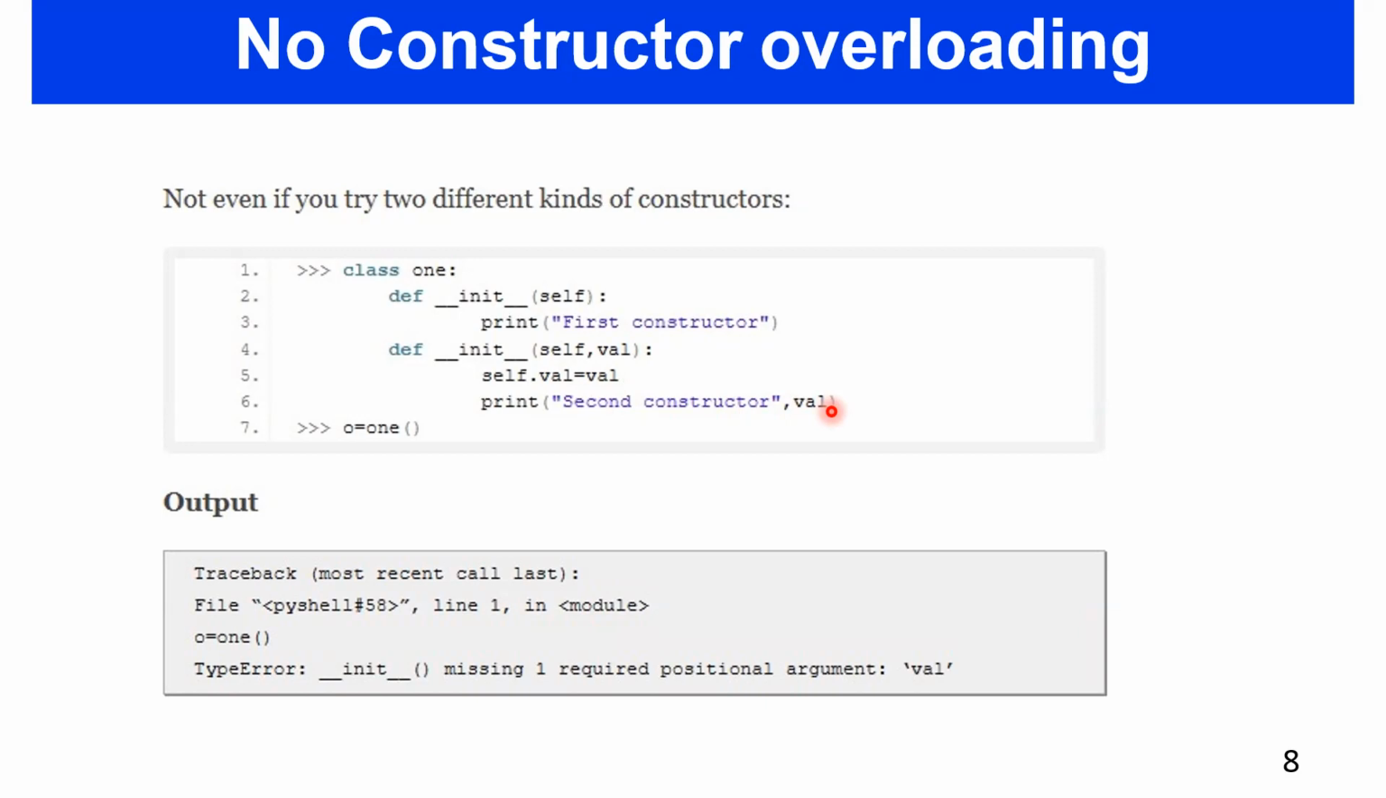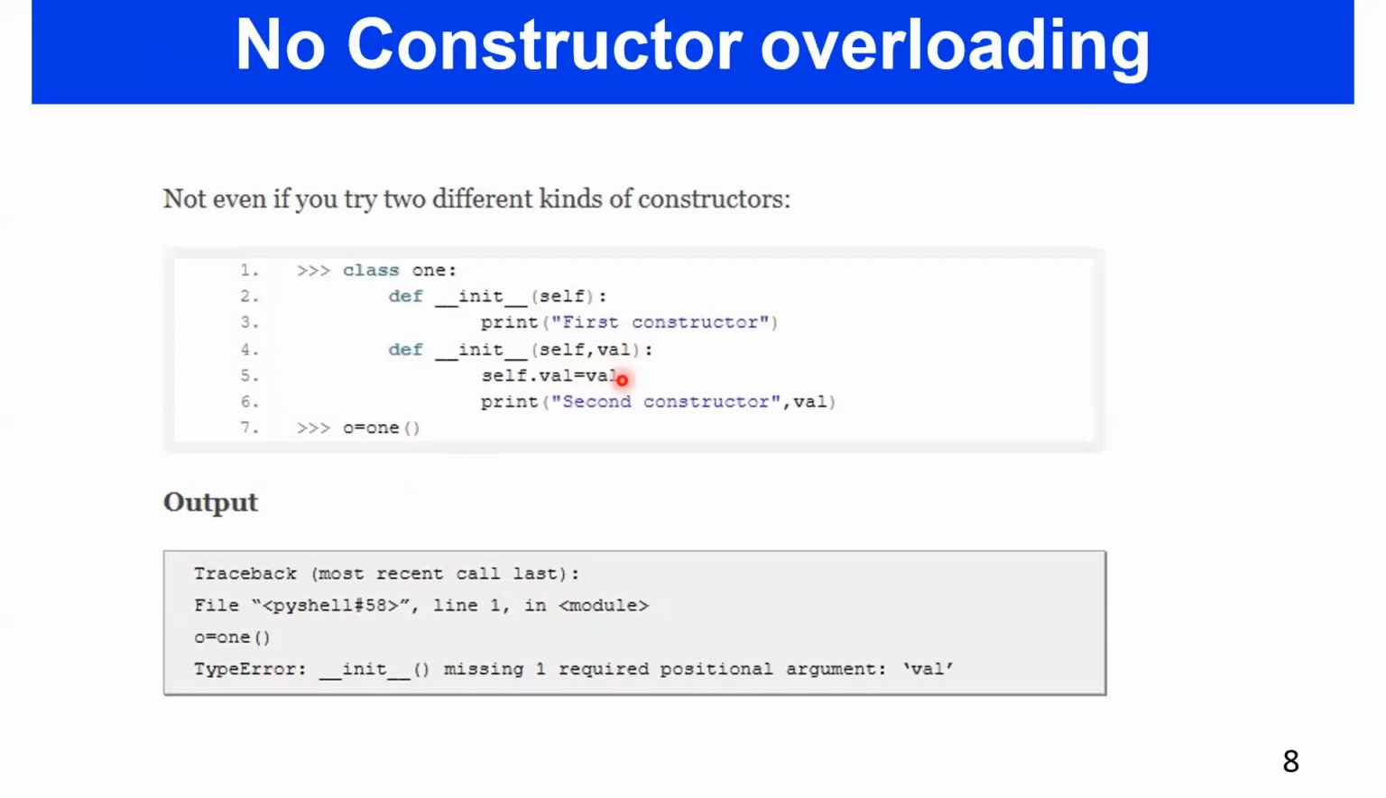So in this case, if you create an object O equal to 1, where we are not passing any parameters, Python searches for the last constructor. So here the last constructor is what? It is a parameterized constructor which requires one parameter to be passed. But whenever the object 1 is created, we are not passing any parameters. That is why it gives an error.